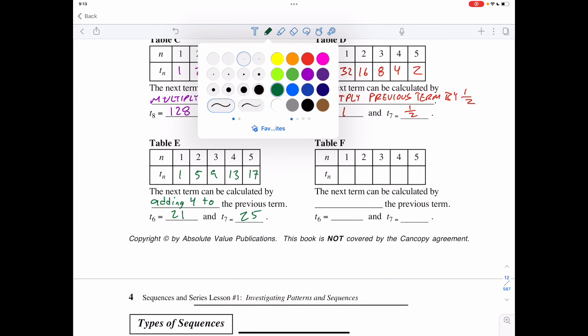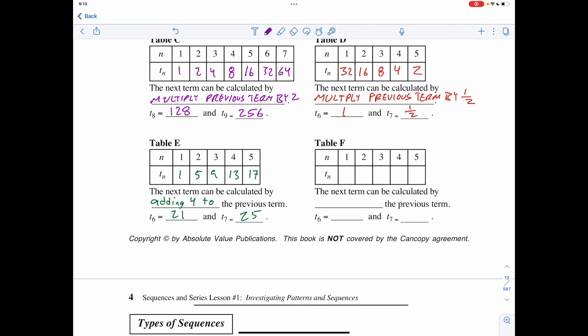Just like with our example D, for table F, we went from 8 to 4 to 0 to -4 to -8. Even though we know that we're subtracting, we actually state it as we're adding -4 to each term. So if I keep adding -4, I'm going to go to -12 and then to -16.